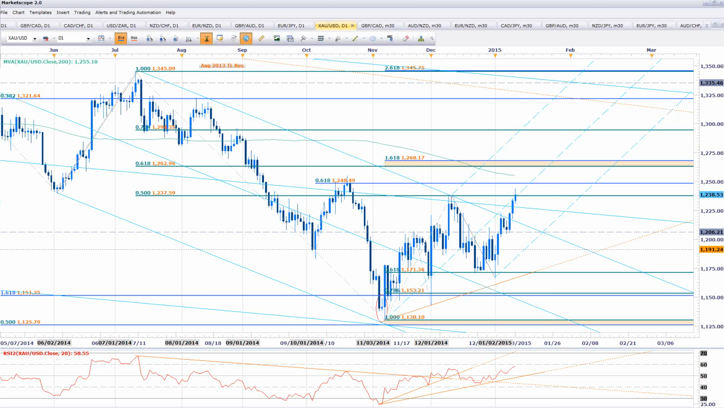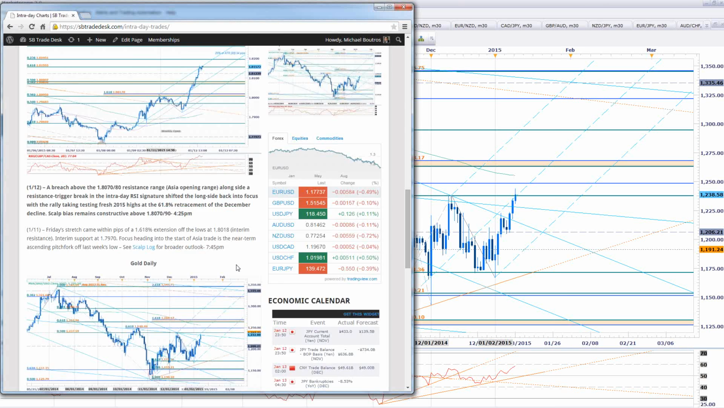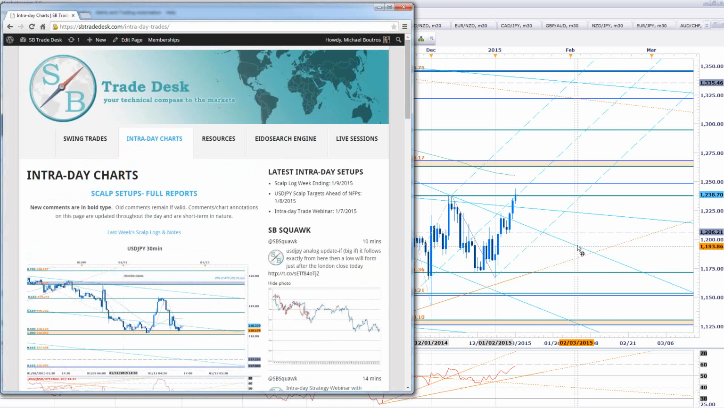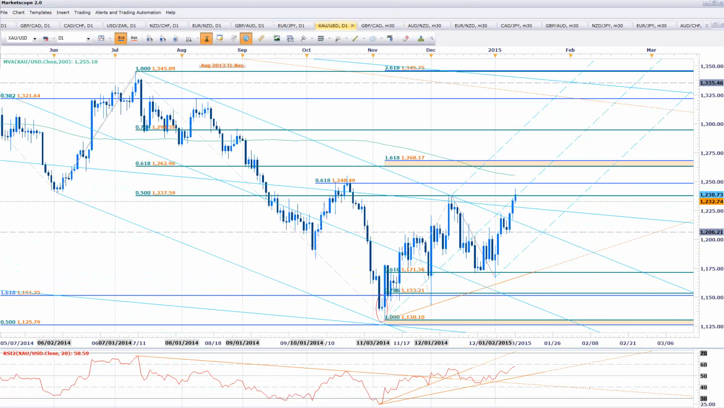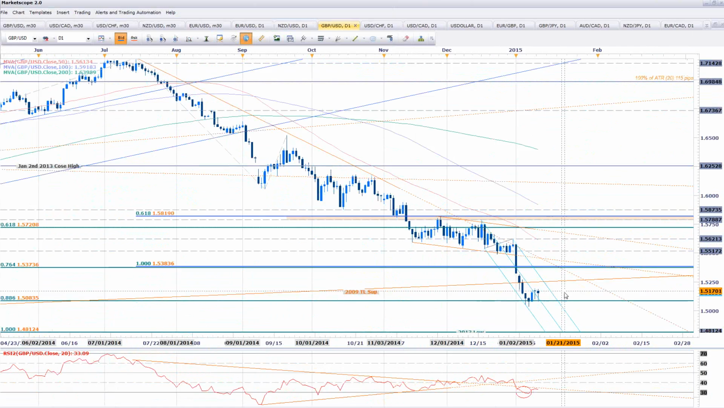All right. So, guys, those are the major setups we've been highlighting here on the intraday charts. As far as the swing trades are concerned, the sterling long is still in play. That is another one that had a beautiful entry earlier today. Here's what we're looking at with the British pound.